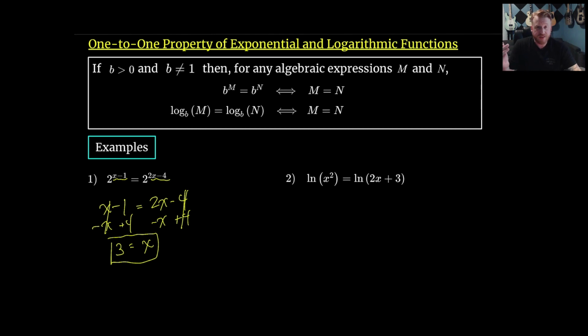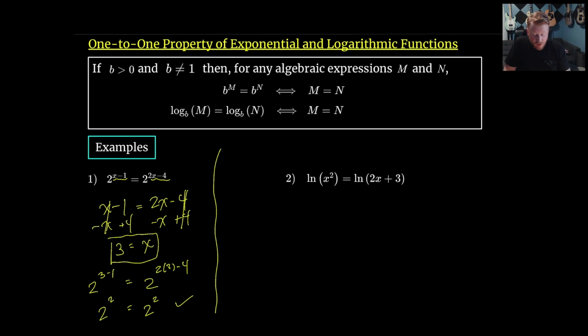And we could always go plug this back in and make sure that this actually works. So this says that 2 to the 3 minus 1 should be equal to 2 to the 2 times 3 minus 4. And I think that's true. That says 2 squared is equal to 2 to the 6 minus 4, which is 2 squared. So yeah, we get a true statement there. We checked our work, and we can be sure that that is the case.